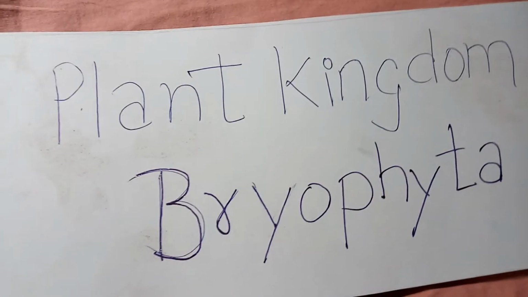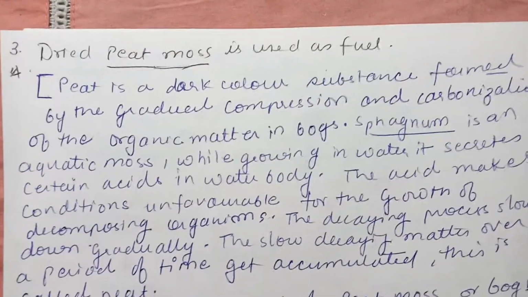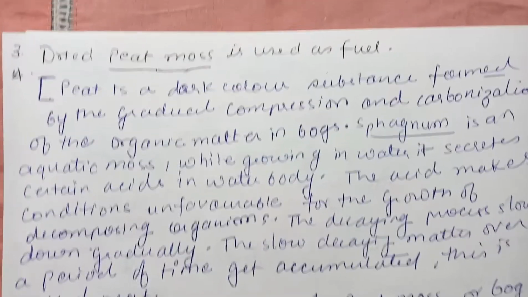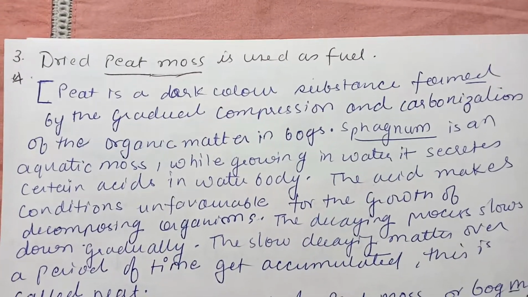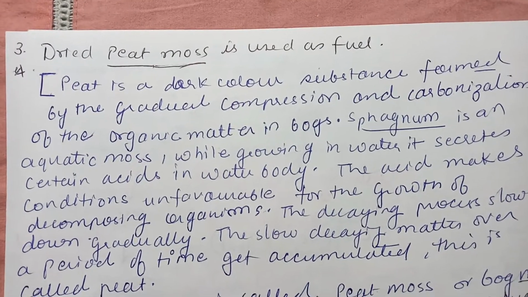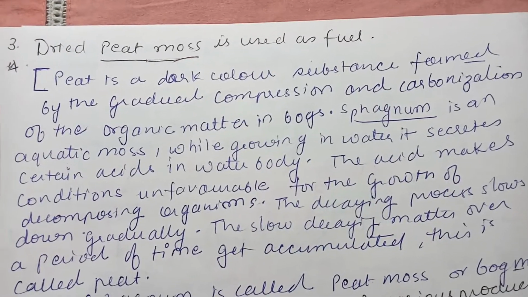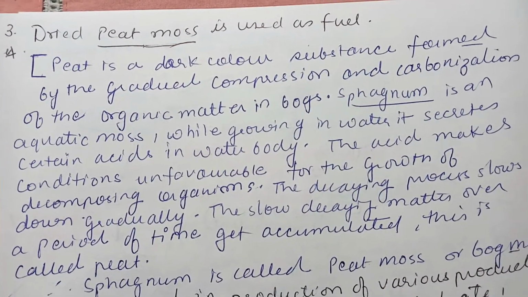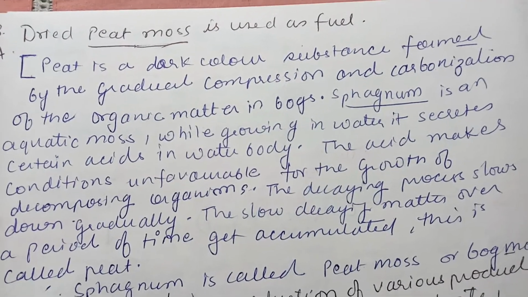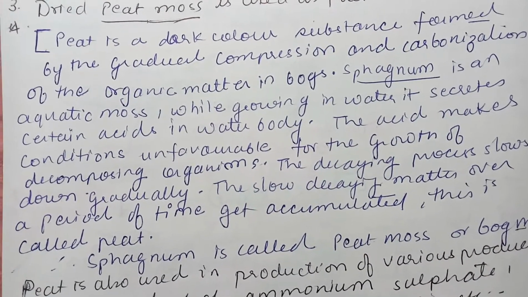Okay. Now another is the dried peat moss. Peat moss is again sphagnum. Now what is peat? Peat is a dark colored substance formed by the gradual compression and carbonization of organic matter in bogs. Bogs are wetlands. Sphagnum is an aquatic moss. While growing in water, it secretes certain acids into the water body. The acid makes conditions unfavorable for the growth of decomposing organisms.